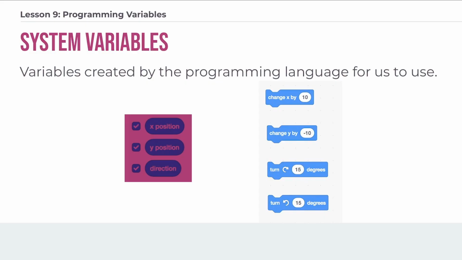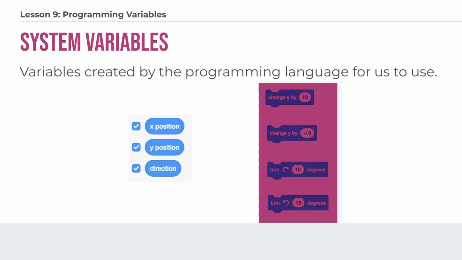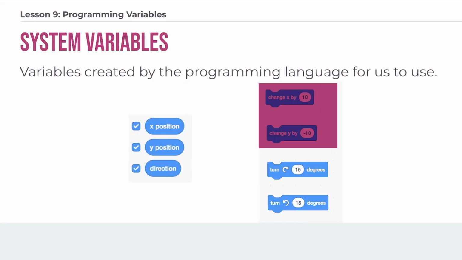We've also used these other blocks over here on the right. For example, these top two are the changing of X and Y. It's our command to say, all right, we don't really care what your current X value or your current Y value is, but whatever that current value is, we want you to increase it by 10 or decrease it by 10 or by some other number. So we're able to not worry about the current value, but just change it from wherever it is. Same thing with the bottom two.